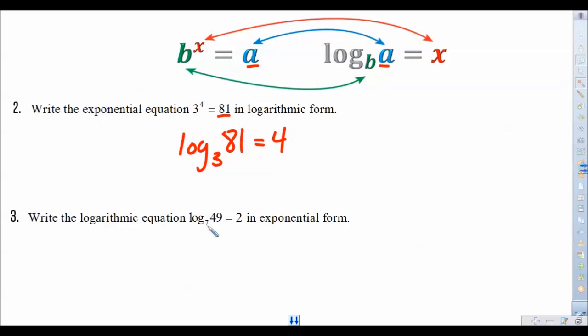Down below, let's go the other way around. Base of log is 7, so the base of our exponential equation is going to be 7. And then the power is going to be 2, and then we have 49. Remember, there's only one way to get that right. We're arranging those three numbers. So once you write it in exponential form, double check it to make sure that the base to that power is going to give you that answer.